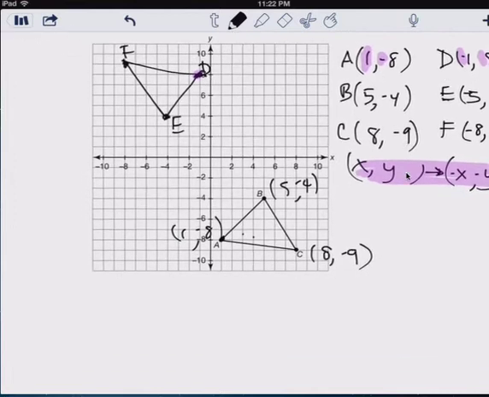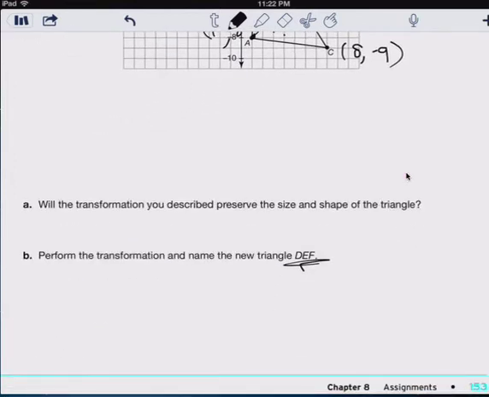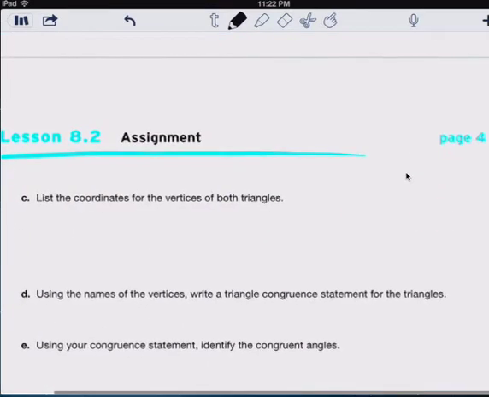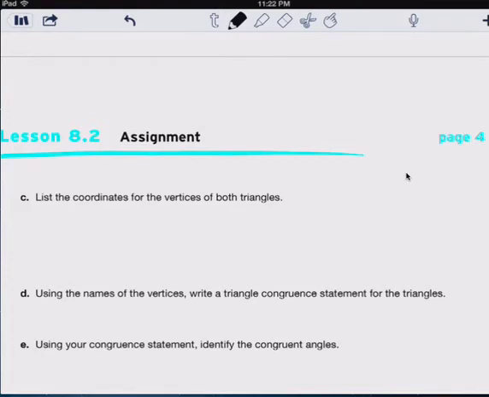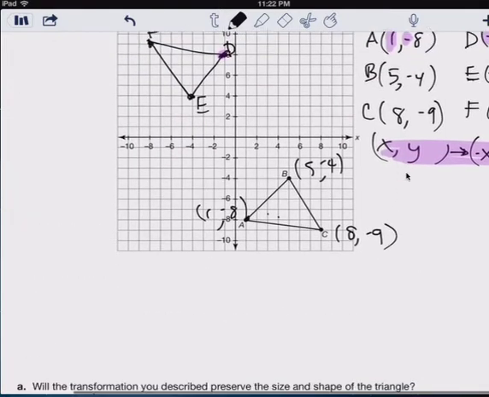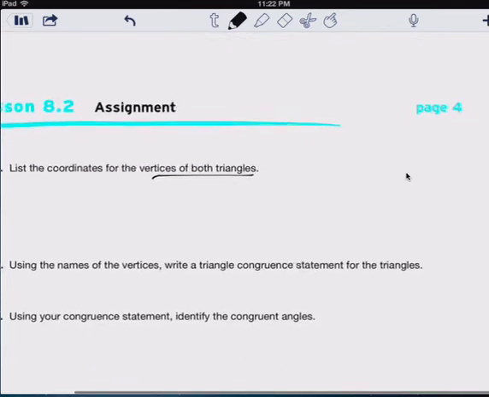All right, that's that. A and B. Will the transformation preserve the shape and size? Yes, it will preserve the shape and size because it's a rotation. I'm running out of battery. Name it, we did that. List the coordinates for the vertices on both triangles, we did that up here. So we're done with C.